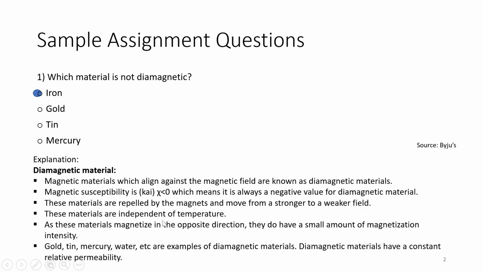These materials are independent of temperature, and as these materials magnetize in the opposite direction, they do have a small amount of magnetization intensity. Gold, tin, mercury, water, etc. are examples of diamagnetic materials, and the diamagnetic materials have a constant relative permeability.